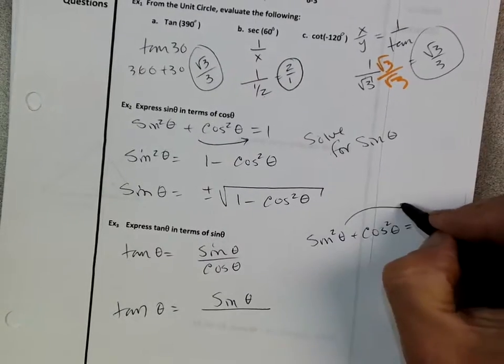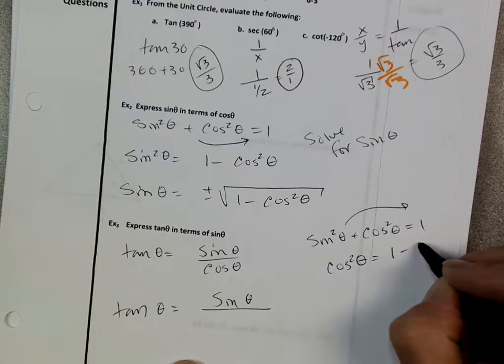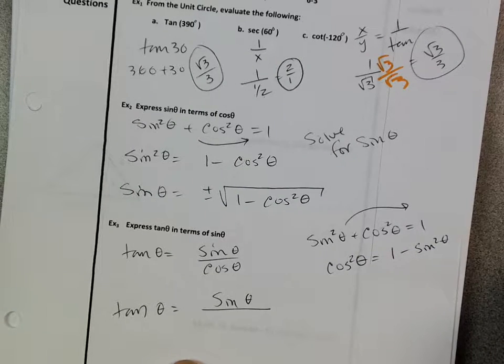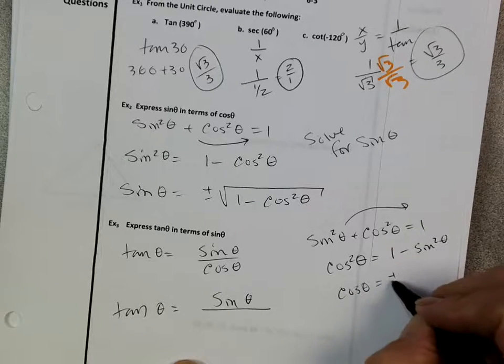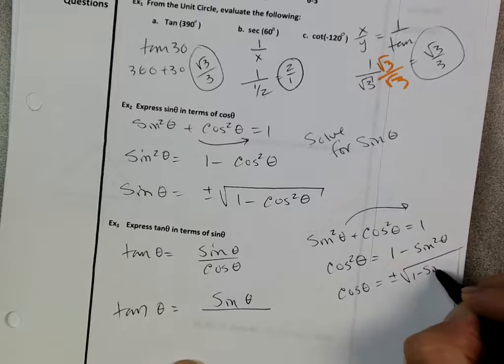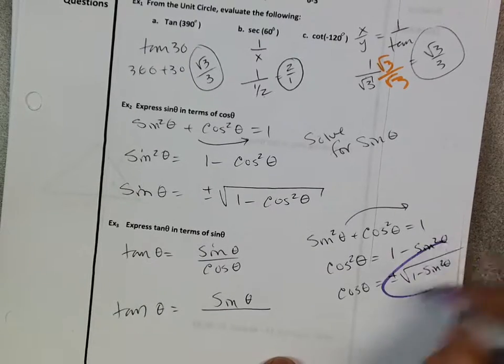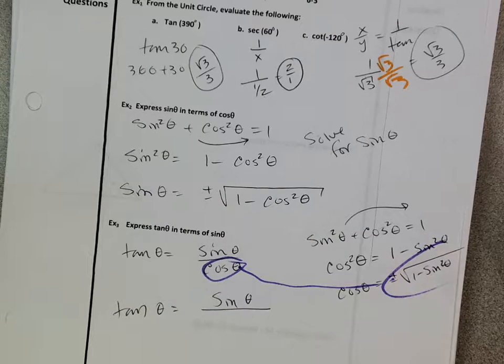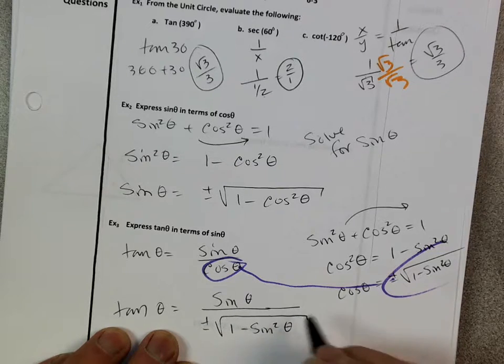So let's bring over the sine this time. So we'll go cosine squared theta is equal to 1 minus sine squared theta. I'll square root that, and I'll have cosine of theta is equal to plus or minus the square root of 1 minus sine squared theta. Now why would I need to do that? Well, because I'm going to put this expression right there into cosine, and instead of having it in terms of cosine, we're going to rewrite this as plus or minus the square root of 1 minus sine squared of theta. Alright, let's reread the expression.